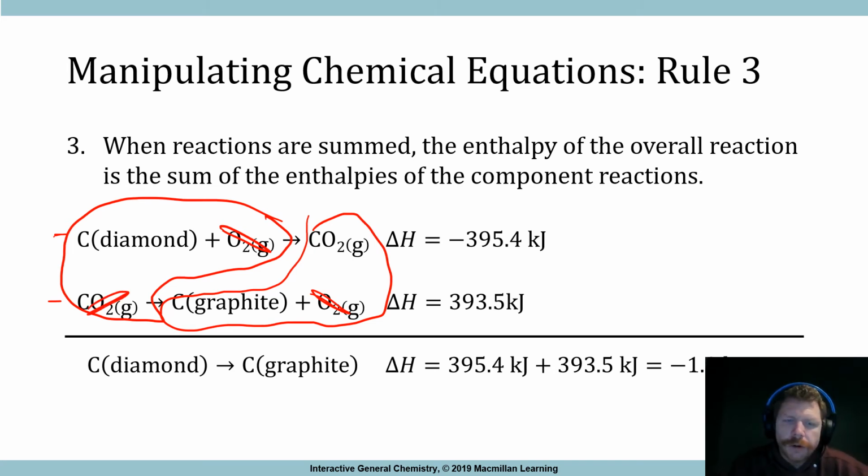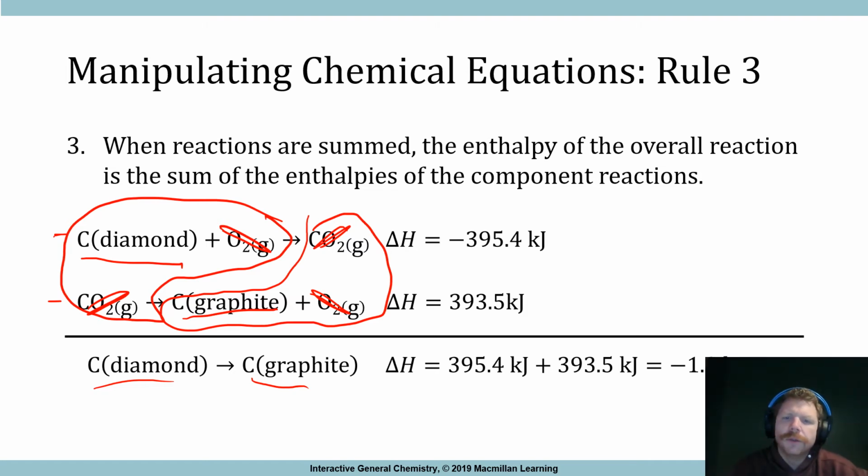CO2 in our combined reaction is a reactant and a product, so we get rid of that. Okay, so our final reaction is diamond going to graphite, just carbon going to carbon. Our delta H for this is going to be a combination of these two values. It's negative 395.4 plus 393.5. And ultimately, this should be a negative down here. That's going to be somewhere in the area of negative 1.9 kilojoules.